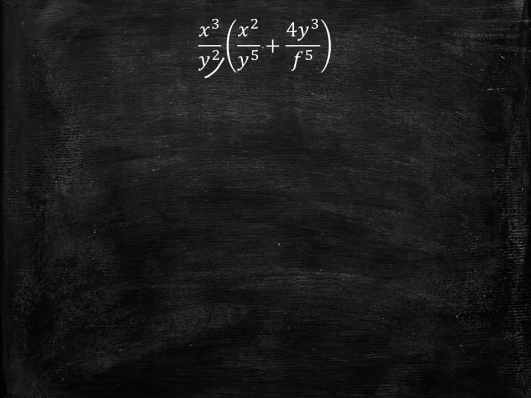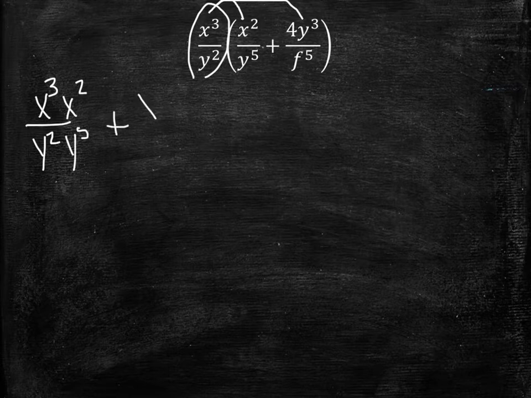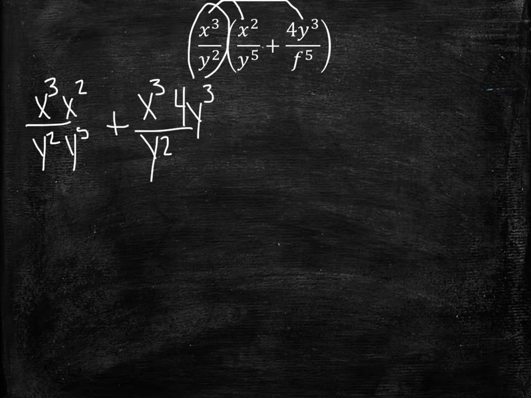Alright, what we're going to do is take this whole term and multiply it by that term, and then multiply it by the second term. This is how we do it. We take x to the third power over y to the second power times x to the second power over y to the fifth power, plus x to the third power over y to the second power times 4y to the third power f to the fifth power. Now we just have to simplify using the product and quotient rule.